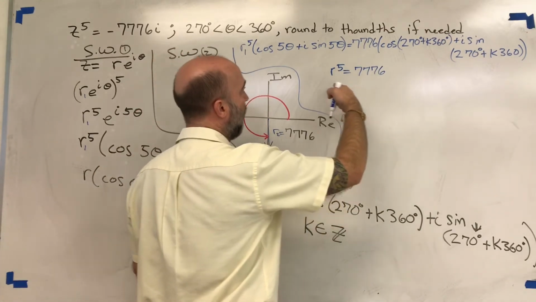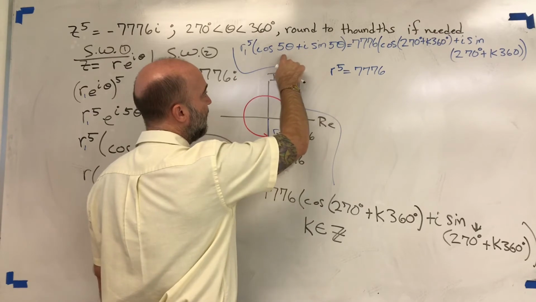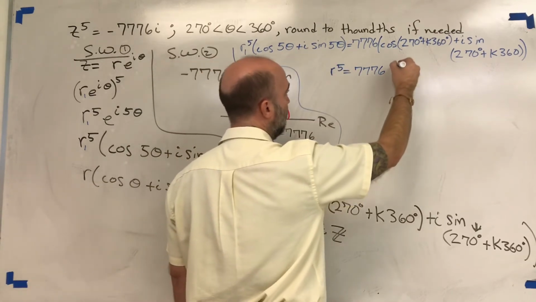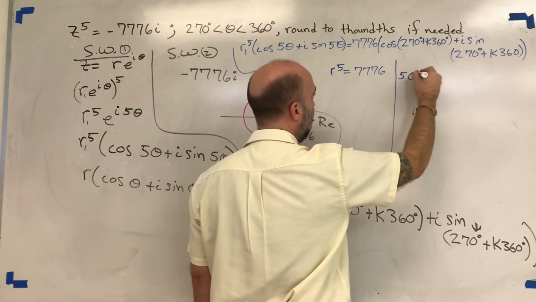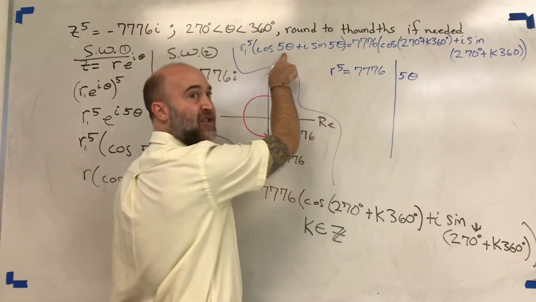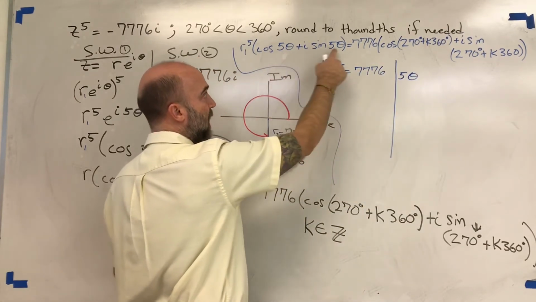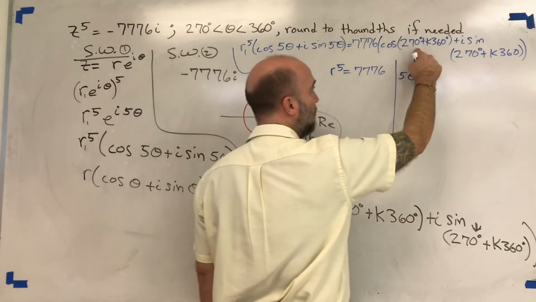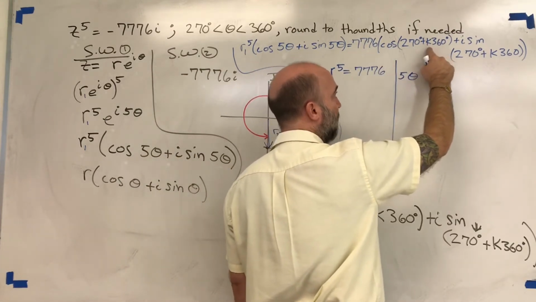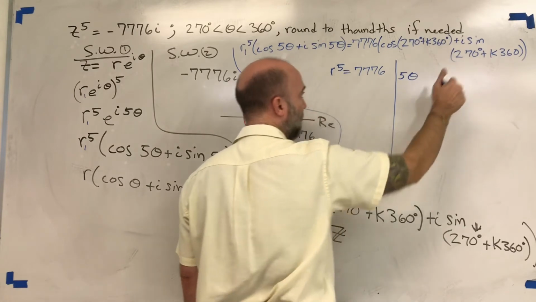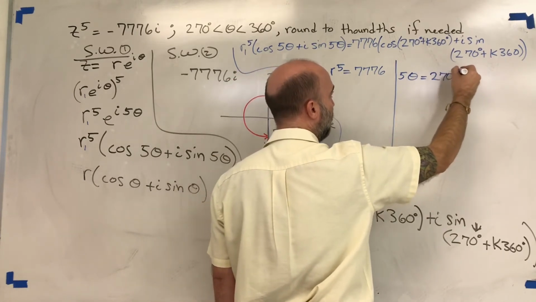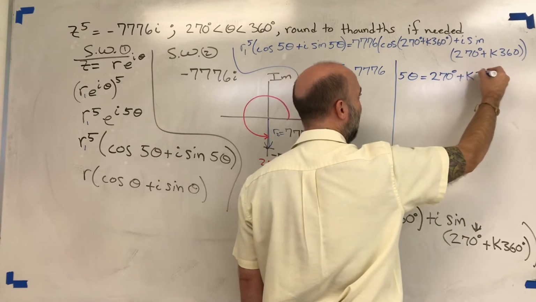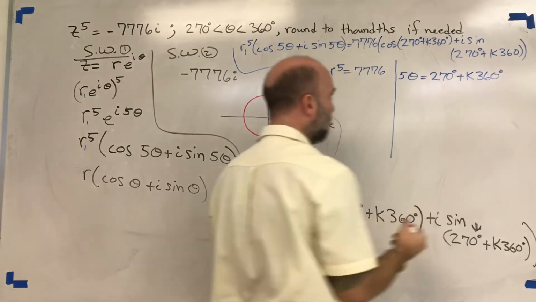And we have the arguments here. So this is one part. The other part is 5 theta. This part matches with what? 5 theta matches with the 270 plus k 360. So this is equal to the 270 degrees plus k 360 degrees.